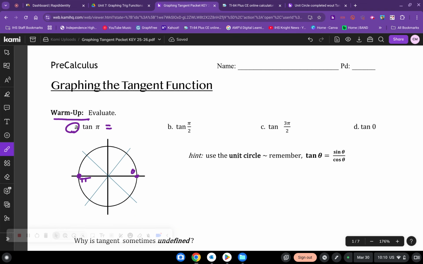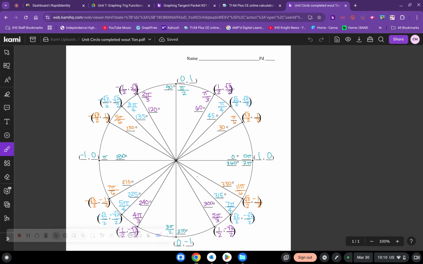This is 0 as well as 2 pi. At the top we have pi over 2. At the bottom 3 pi over 2. Remember, to evaluate tangent, I have to know the sine and the cosine and divide. Sine divided by cosine. At pi, I can refer to my unit circle over here at pi.